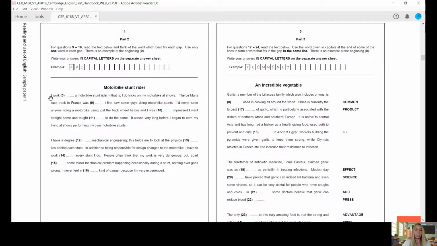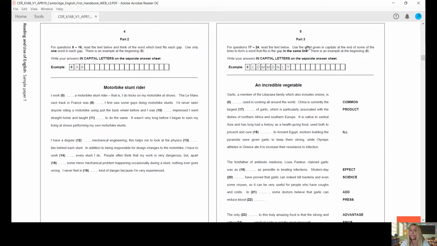If you look at the beginning here, "I work a motorbike stunt rider." So the answer is "I work as a motorbike stunt rider," and that's been put in here. So here it's for you to work on. So that is part 2.